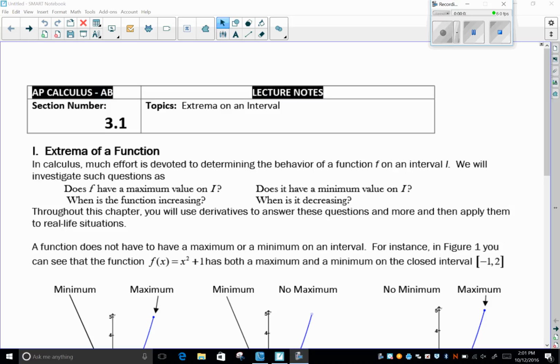Hello class, welcome to our discussion over section 3.1, taking a look at minimums and maximums that we call extrema on an interval. So in this first section, we basically just go through and talk about what a minimum is and what a maximum is. Now, sometimes there's some tricky things that can happen.